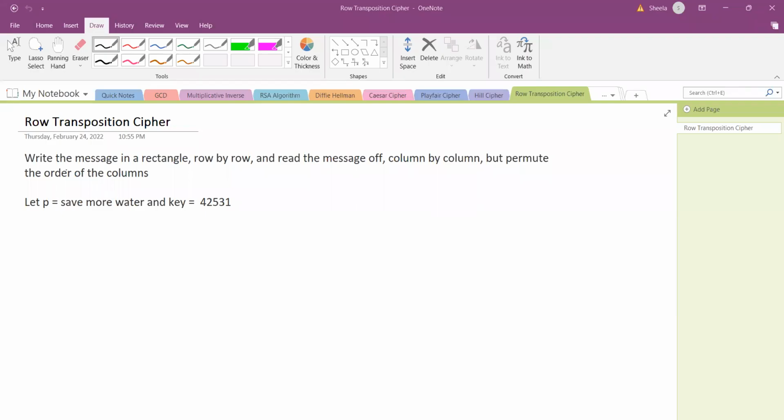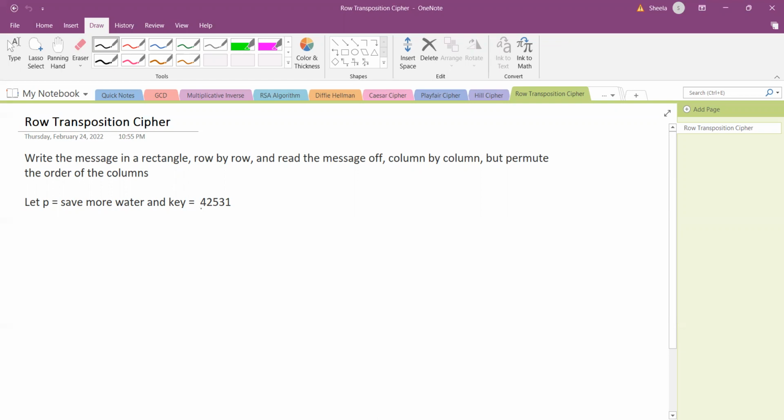Good morning, everyone. Let us consider the row transposition cipher. Here we will write the message row by row and read it column-wise. While writing the message row by row, we should know how many elements must be in each row, so for that we find out how many columns are there in the key.